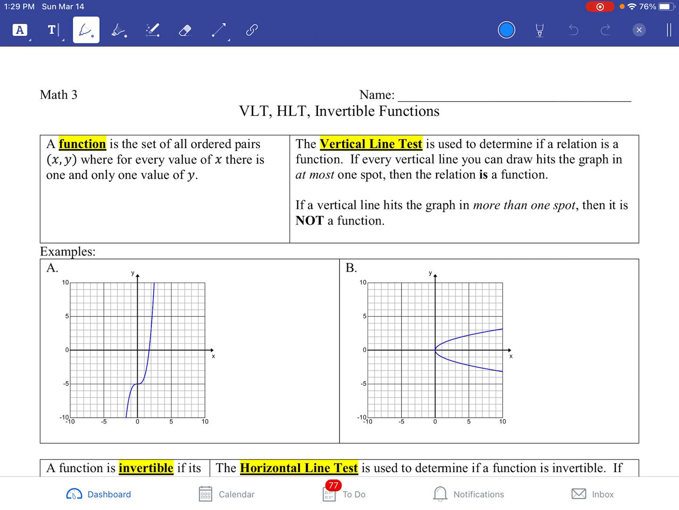Okay? So one way to test for this is called the vertical line test. And what you do is you draw a vertical line through a graph at any point on the graph. And it can only hit one spot at a time. It can't hit two spots. One line can't hit two spots. If it only hits one spot, it is a function. If it hits more than one spot, it is not a function.